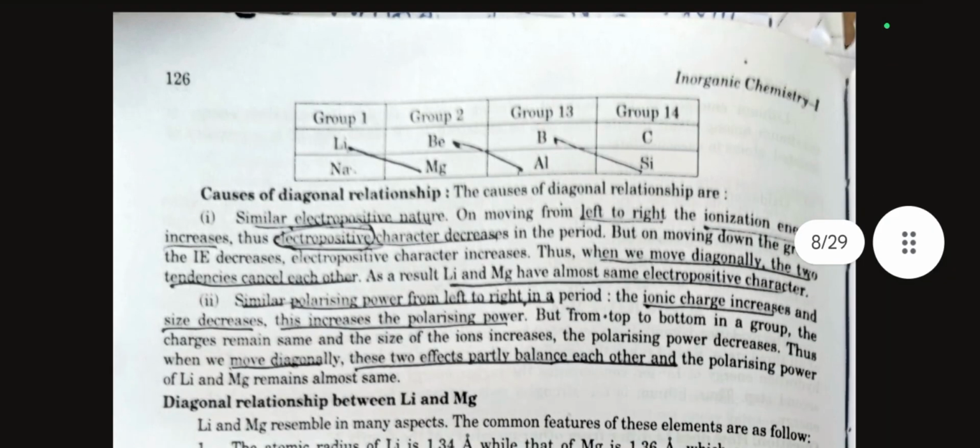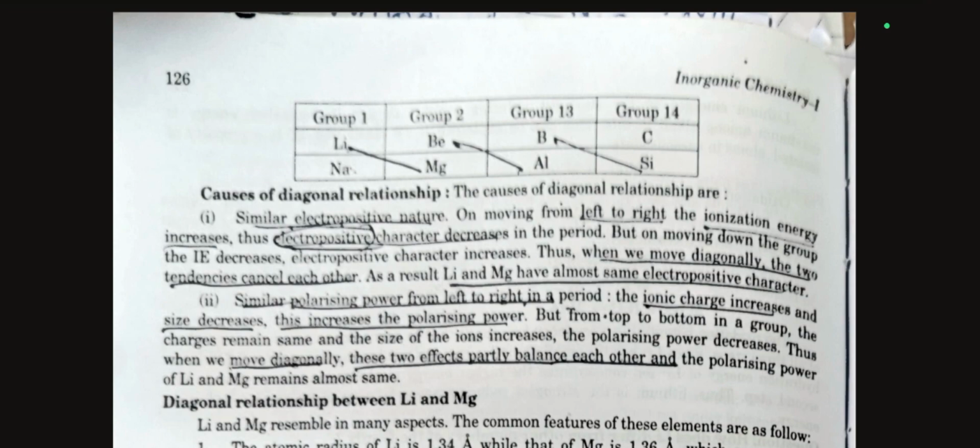Causes of diagonal relationship. The causes of diagonal relationship are similar electropositive nature. On moving from left to right, the ionization energy increases, thus electropositive character decreases in the period, but on moving down the group, the ionization energy decreases and electropositive character increases. Thus, when we move diagonally, the two tendencies cancel each other. As a result, lithium and magnesium have almost the same electropositive character.